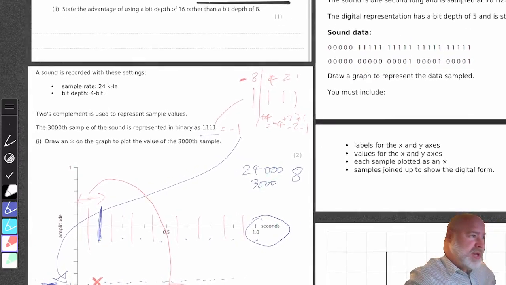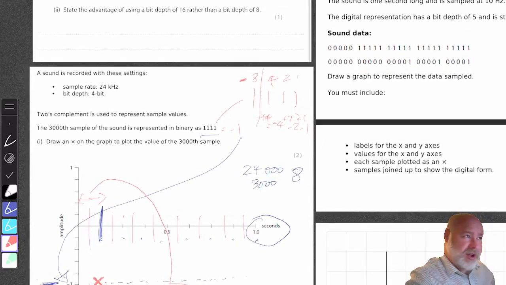Right, hopefully that was relatively okay. I mean, it's kind of fiddly, isn't it? You have to understand 2's complement. You have to know what bit depth is, sample rate, that hertz is in seconds, cycles per second, and we've got kilohertz, 24 kilohertz cycles per second. But because it says 1 second, it gives us a clue there.